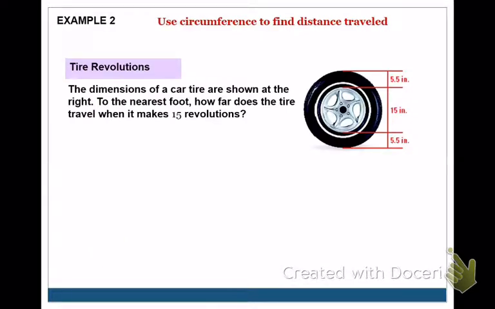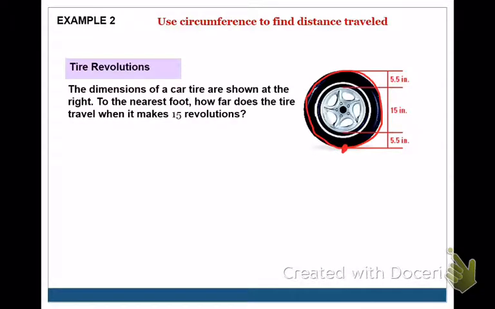Now, circumference is the distance around a circle. So in the case of a tire, if you were to start the tire touching the ground here, and then roll it so that every piece of the tire touches the ground until you're all the way back to where you started, then that would give you how far the tire will travel if you roll it 1 revolution, if you turn it 1 time. Question here is, how far will this tire go if it makes 15 revolutions?